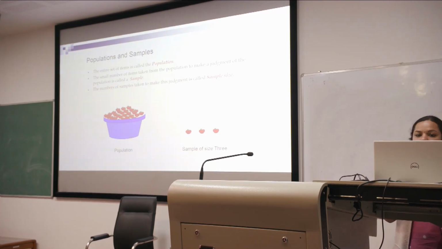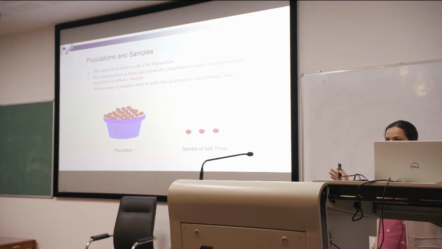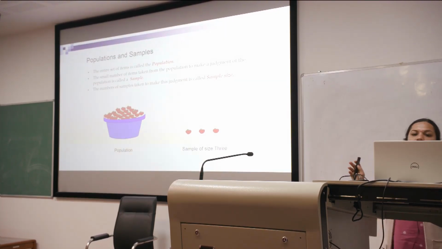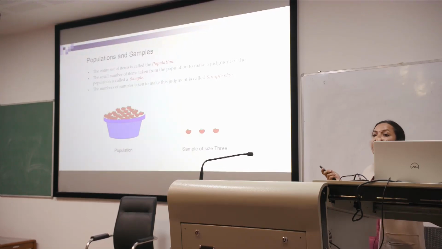Simple definition of population and sample. The entire set of items we call a population. It's clear, right? Then a sample is nothing but a small number of items taken from the population. Then the number of samples you are taking is called the sample size. Okay.